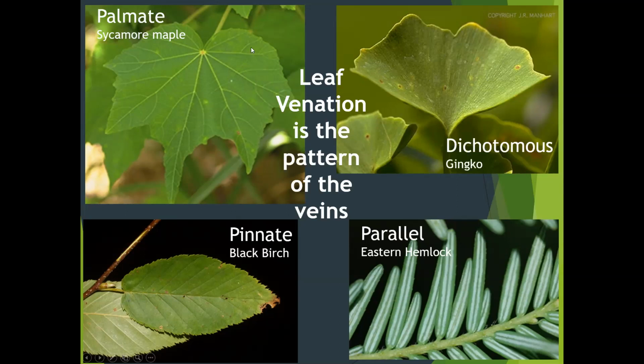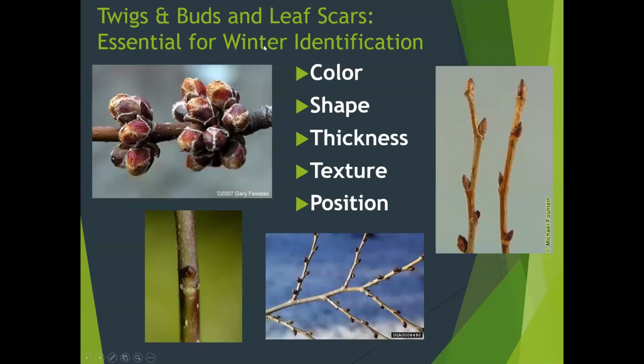Okay, so twigs and buds and leaf scars, they're essential for winter identification. And that's one of the hard things: once the trees drop their leaves, you really have to look at the buds. And you can see that there's a huge difference in textures and colors and shapes of various buds. And this is a leaf scar down here, and we'll go into more detail about those. And I'm going to give you a quick tour of bud structure.